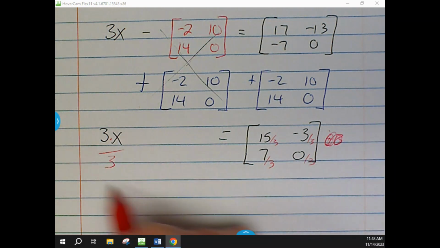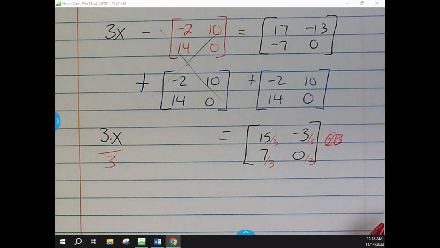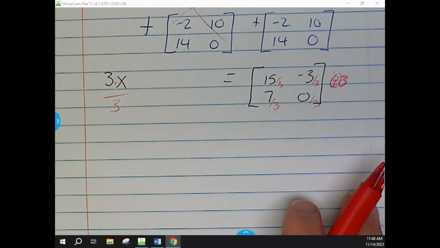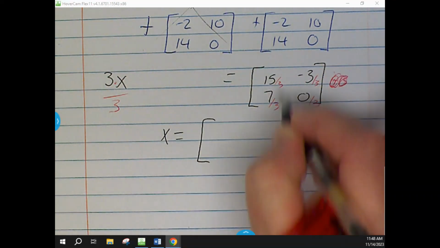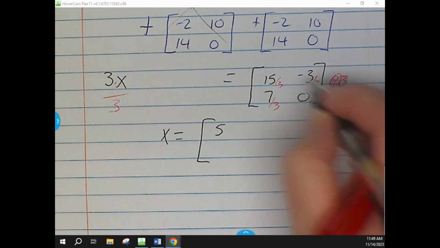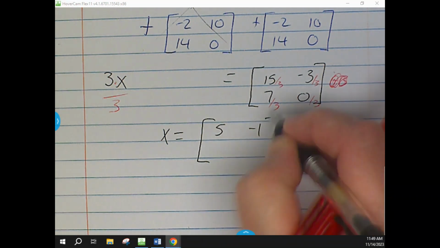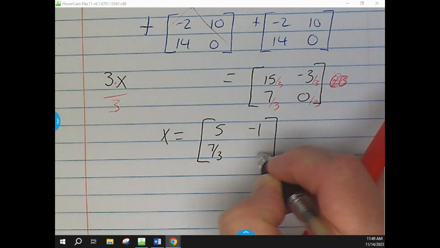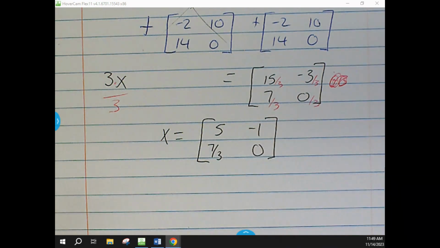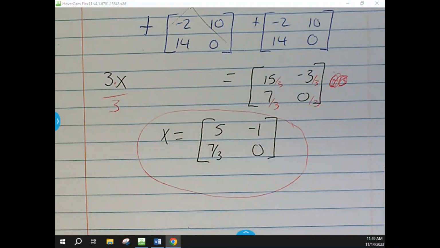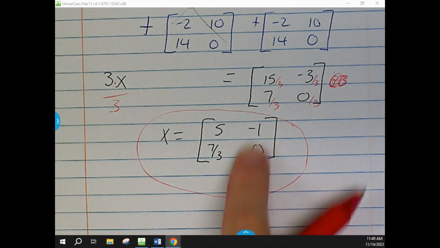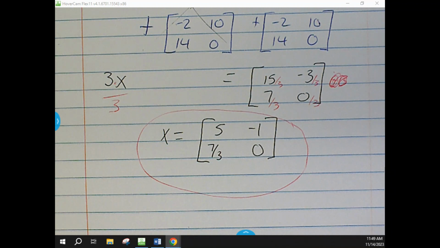So if we took 3x divided by 3, we've got to take every single number and divide them all by 3. Okay, 15 divided by 3 is 5. 3 divided by 3 is 1. We got 7/3 and then 0. Okay, so we're still looking for x, whatever variable they give to us in this case. But now instead of just being a number, it's going to be a matrix as we go through this. It's a block of numbers, if you want to think about it that way.